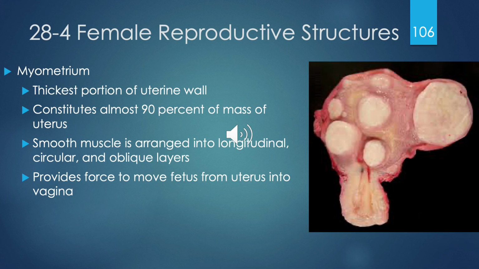The myometrium is the thickest portion of the uterine wall, and it comprises the vast majority of it. In fact, almost 90% of the entire mass of the uterus. The muscular layers of the myometrium are arranged in three different orientations: longitudinally, in a circular fashion, as well as obliquely. And this is specifically designed to be able to provide force so that way it can push the fetus down and out of the uterus into the vagina during labor and delivery.